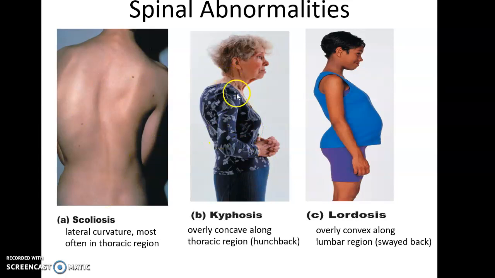Another disorder is kyphosis. Kyphosis is an exaggeration of the thoracic curvature, also known as hunchback. This is more common in elderly folk as, over time, they start to lean over too much, leading to the development of kyphosis.